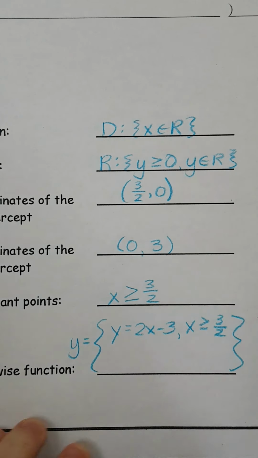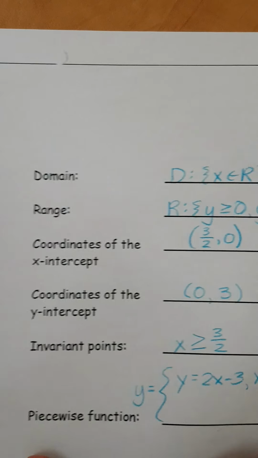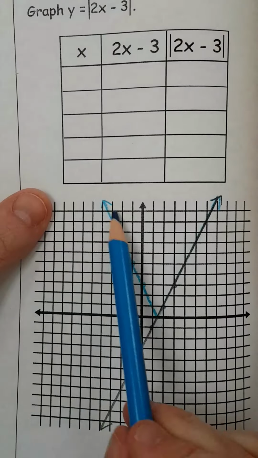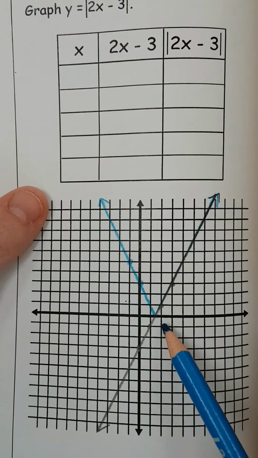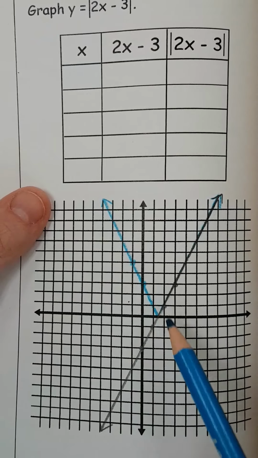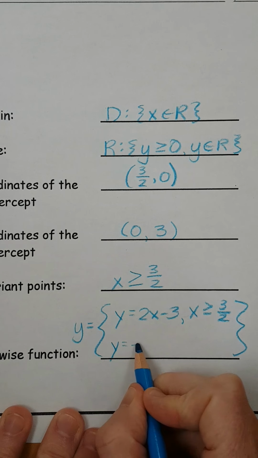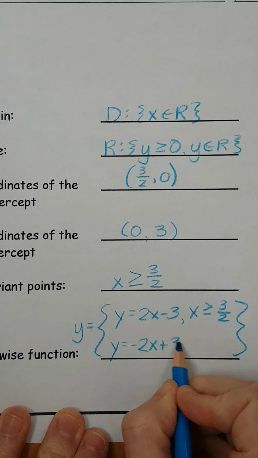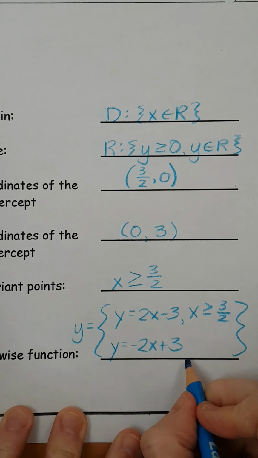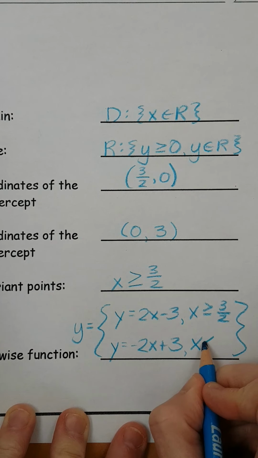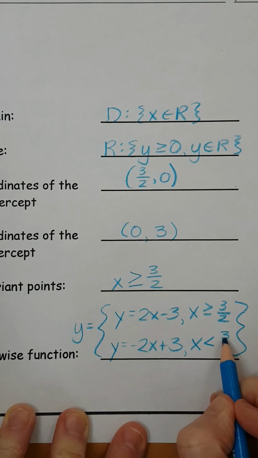And this other one, which represents this piece here, is the opposite. So it's all of the other x values, and then of course we've got a different slope and a different y-intercept. So we've got y equals negative 2x plus 3, right? Opposite slope and opposite intercept for all points where x is less than 3 over 2.